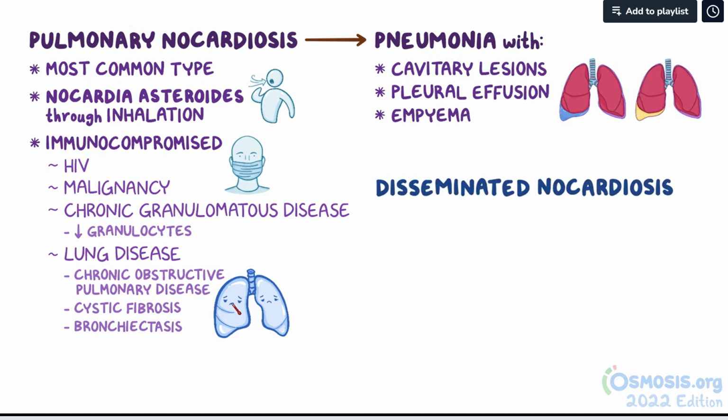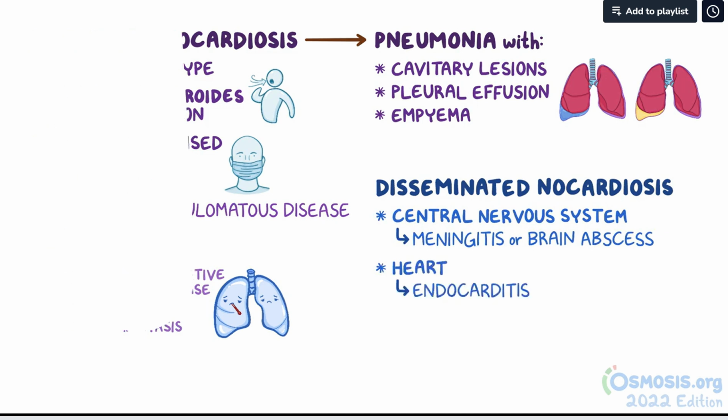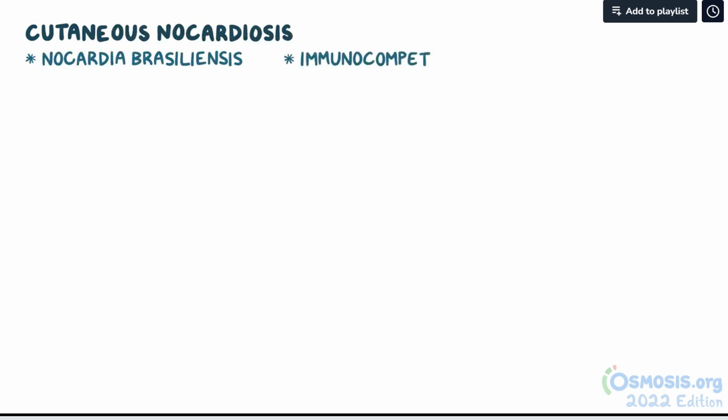Disseminated nocardiosis is usually a complication of pulmonary nocardiosis, and the bacteria most often spreads to the central nervous system, causing meningitis or brain abscesses, or to the heart, causing endocarditis. Cutaneous nocardiosis, on the other hand, is caused by Nocardia brasiliensis and usually affects immunocompetent people after the bacteria enters the body through skin lesions.